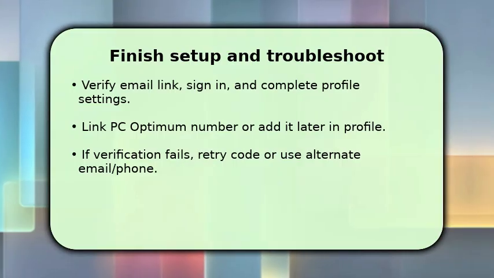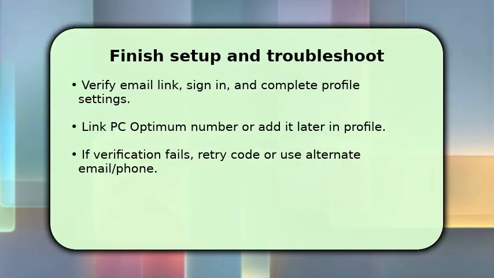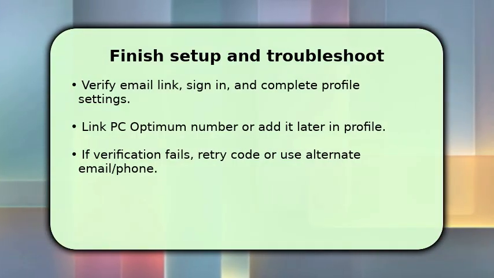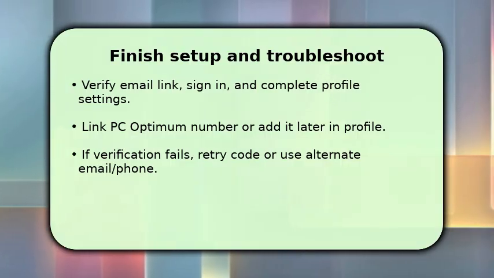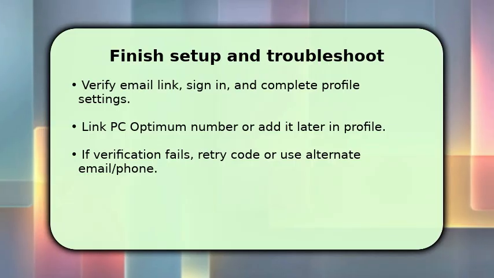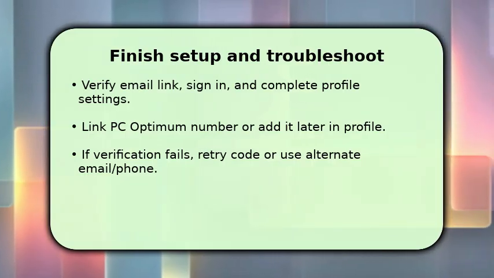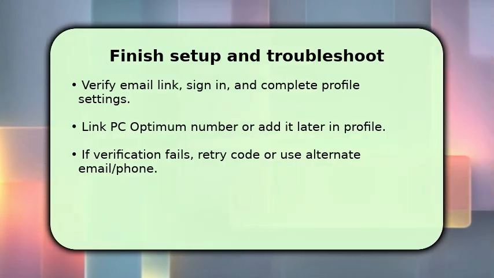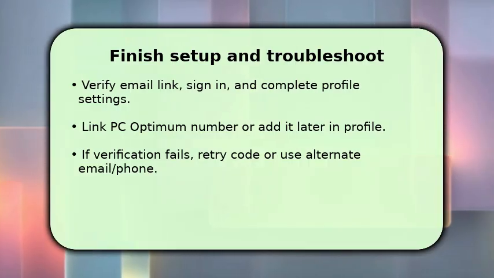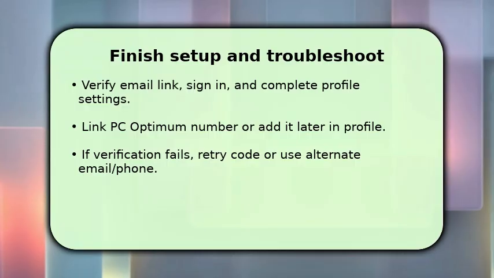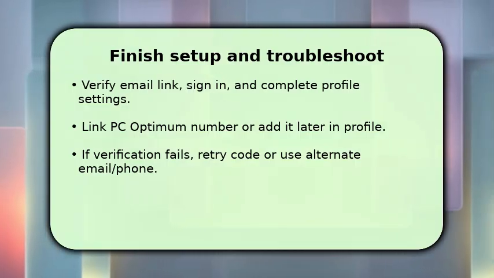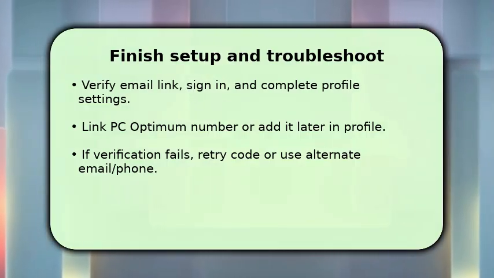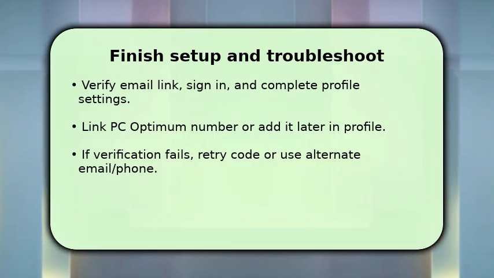Once signed in, go to Profile to add delivery addresses, payment cards, and the PC Optimum number so you earn points automatically. If something goes wrong, like no email or invalid code, first check spam and resend the code. If that fails, try an alternate email or phone number and retry verification, because most issues are resolved by using a different contact method.